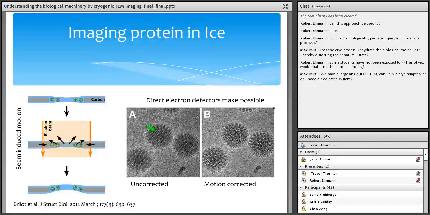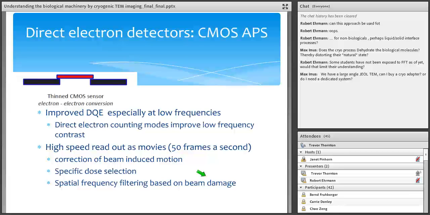Here you see the virus motion occurring, and then taking that and correcting it. So the image on the left, because they're moving, is a little bit blurry compared to the one on the right, much crisper. Is that what we're taking away from this? Exactly. And so how do we do that? That's really the technology that's come about.